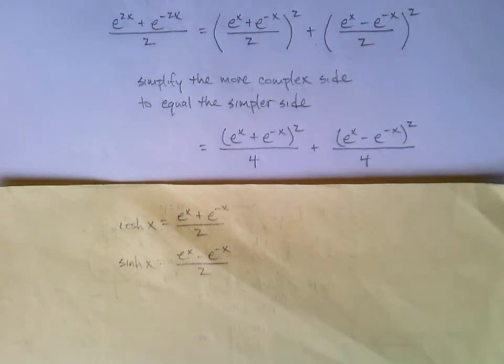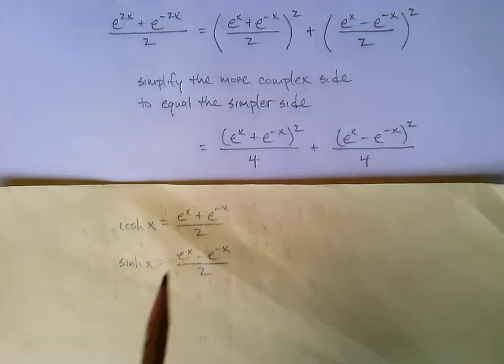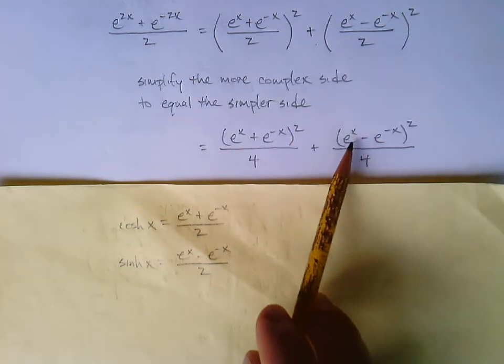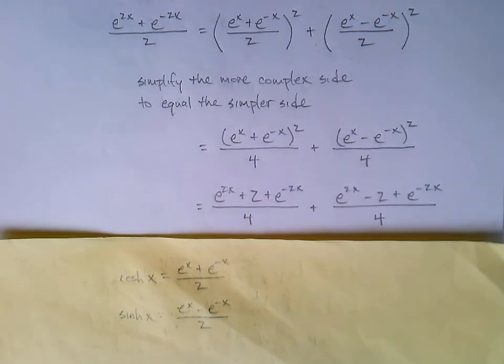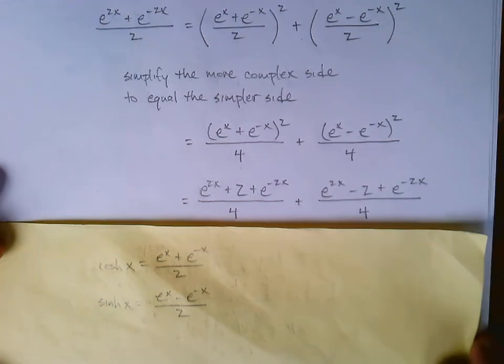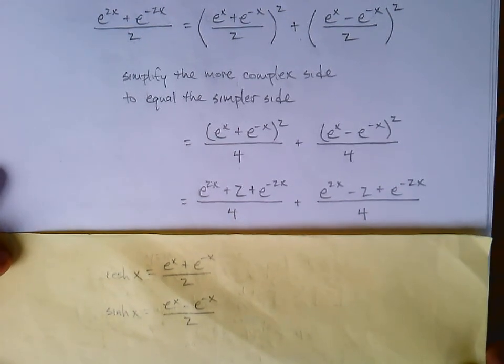What are we going to do from there? Let's multiply out both of the numerators. Okay, let's slow this down just a bit. I'll give you a chance to read it and copy it.